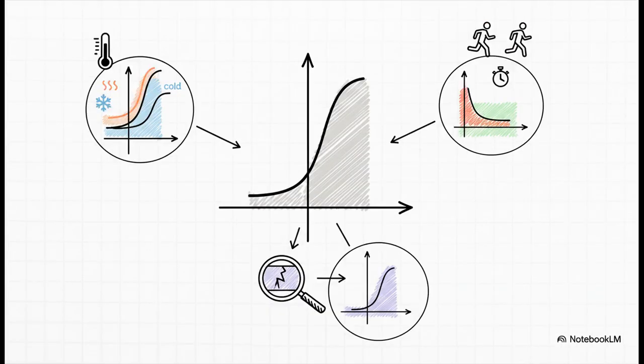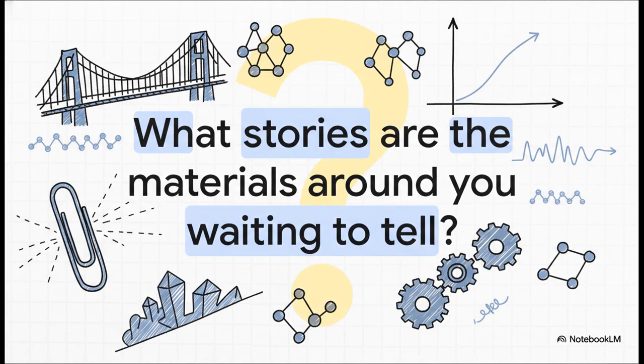Now, I gotta be honest. This one single curve is a bit of a simplification. The story can change, sometimes dramatically, depending on things like temperature, how fast you pull on it, or if there are tiny hidden flaws already inside. So this is really a snapshot taken under perfect lab conditions. So the next time you bend a paperclip, walk across a bridge, or use pretty much anything, think about that incredible internal battle happening inside the material. Think about its story and how engineers have learned to read it to keep us all safe. Just look around you. What stories are the materials in your world just waiting to tell?